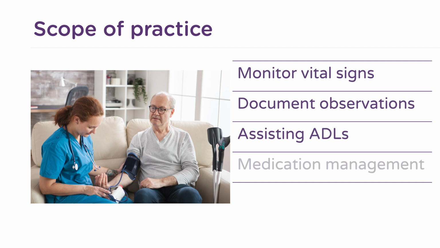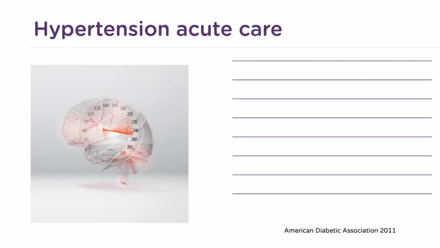Supporting medication management. CNAs may help remind patients to take their prescribed medications, although they typically do not administer medications themselves. Reporting changes. CNAs inform licensed nurses or other healthcare professionals if they notice significant changes in a patient's condition, including blood pressure fluctuations. Acute care for hypertension involves addressing sudden, severe spikes in blood pressure that can pose immediate health risks, such as a stroke or heart attack.